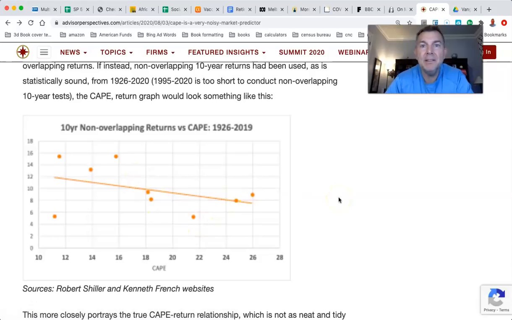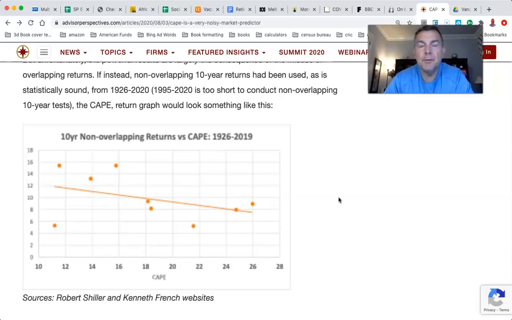1, 2, 3, 4, 5, 6, 7, 8, 9. You get 9 sample sizes. That's it. From 1995 to 2020, only got 2. It's not enough. You get 9 tests.